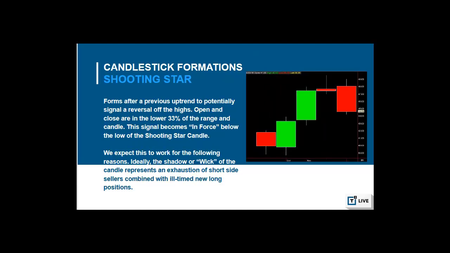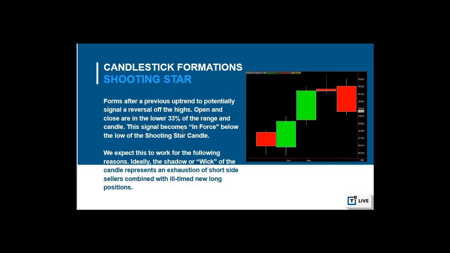The shooting star forms after a previous uptrend to potentially signal a reversal off the highs. Open and close are in the lower 33% of the range and candle. This signal becomes in force below the low of the shooting star candle. We expect this to work for the following reasons.